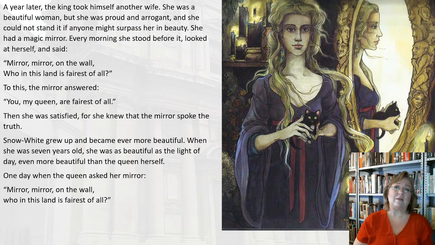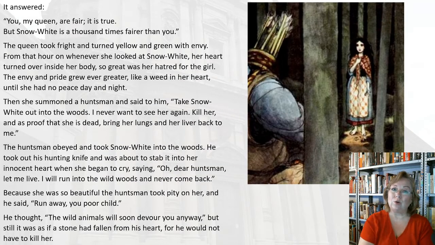So the queen here is looking in the mirror. She's looking for the truth. Catch it? So she's doing this every morning. Keep in mind that when she's first married to the king, Snow White is 1 year old. So she's a baby girl. Now, Snow White grew up and became ever more beautiful. When she was 7 years old, she was as beautiful as the light of day, even more beautiful than the queen herself. One day, when the queen asked the mirror, "Mirror, mirror on the wall, who in this land is fairest of all?" it answered, "You, my queen, are fair, it's true. But Snow White is 1,000 times fairer than you."